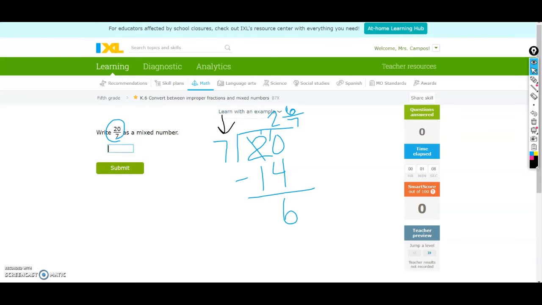So I'm going to do a 2. Then you need to put in a space so it knows that that is your whole number. 2, a space, 6 sevenths.